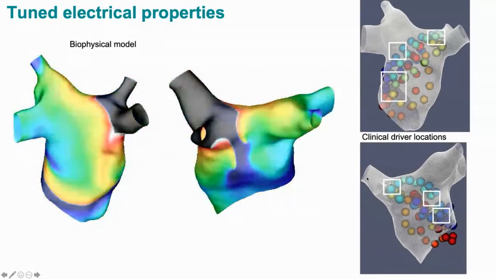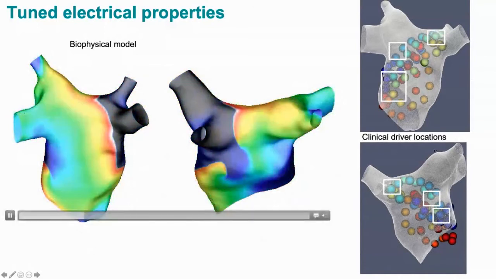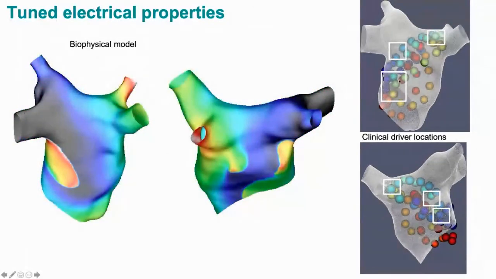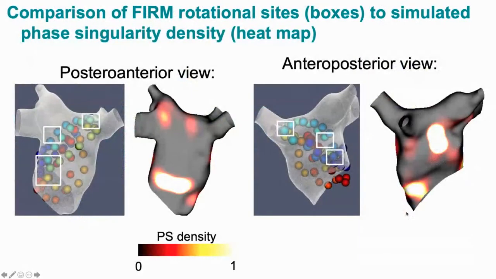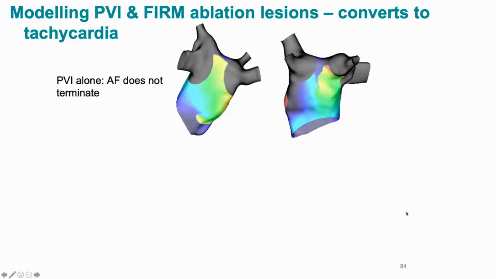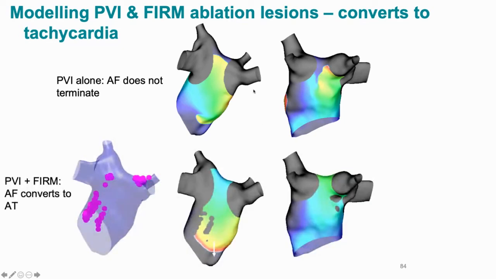Essentially, if you see here, this is the calibrated model. We can try and compare to the clinical areas where they've seen re-entries indicated by these white boxes, and we can try and quantify this, and apply the same ablation approaches. What we found was that if we just apply pulmonary vein isolation, the AF doesn't terminate. But if we then apply the same lesions that they applied in the clinic, we did see a conversion to atrial tachycardia. What we're doing now is extending this to more cases and seeing if we can use it to get an estimate of how much these properties affect the model predictions.